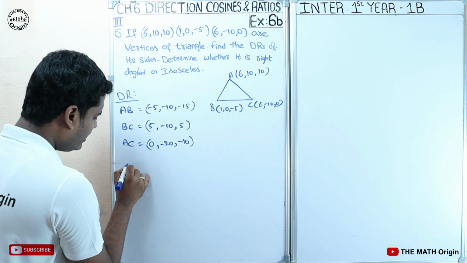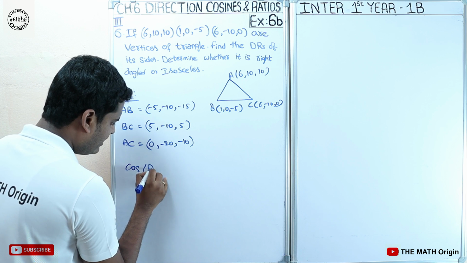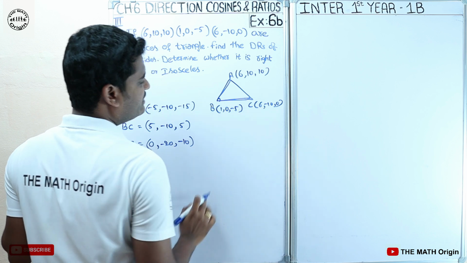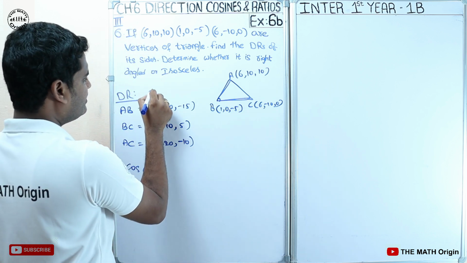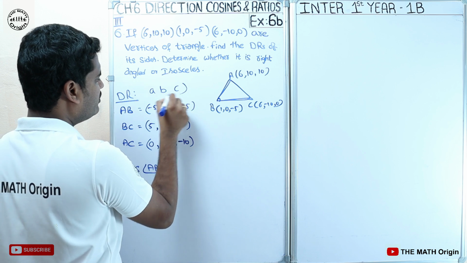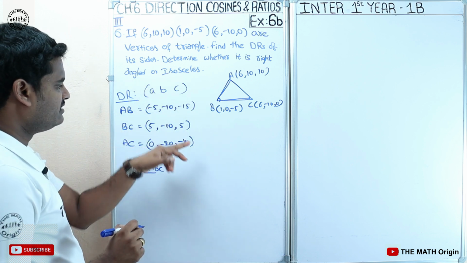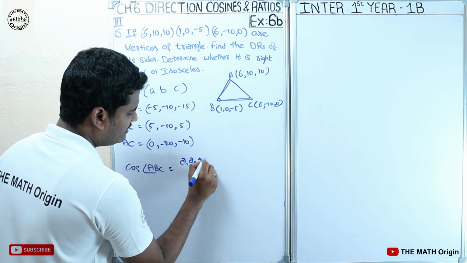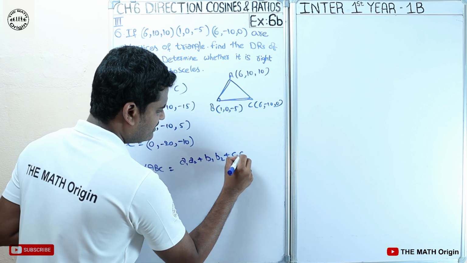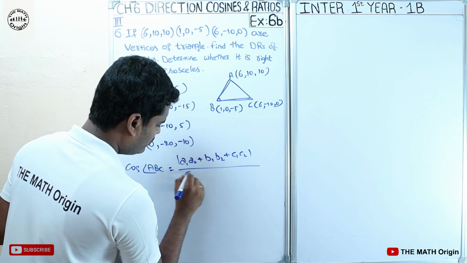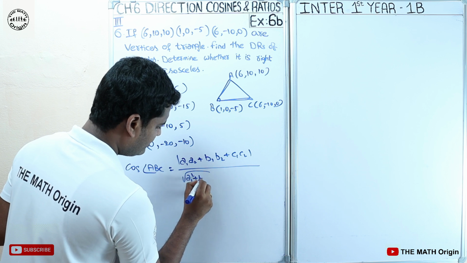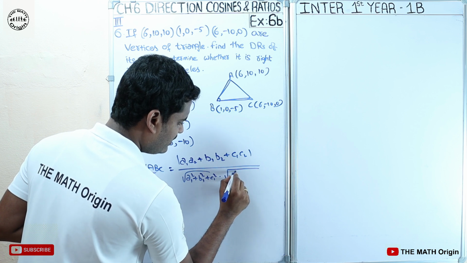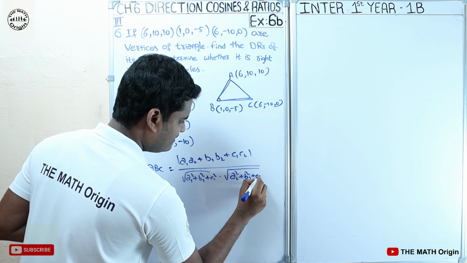Determine whether it is a right angle triangle or isosceles. Now let's find cos of angle ABC. At B means it will be AB and BC. These terms are like A, B, C because these are direction ratios. Cos theta equals, we know the formula, A1 A2 plus B1 B2 plus C1 C2, mod, by root of A1 square plus B1 square plus C1 square, into root of A2 square plus B2 square plus C2 square.